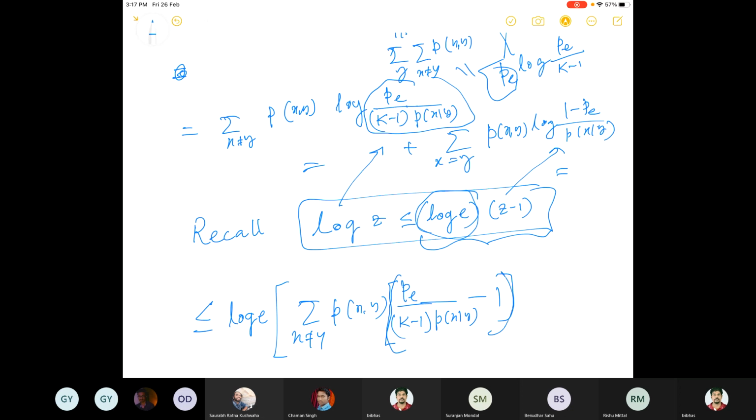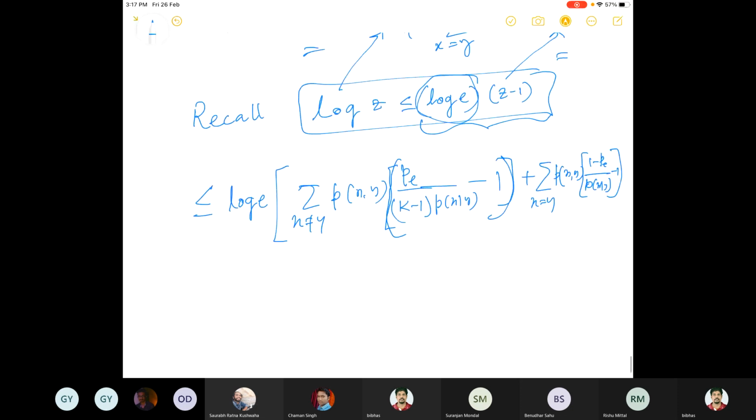Or you can write a bigger bracket. And then plus the sum over all x equal to y of P(x,y) times (1 minus P_e by P(x given y), minus 1). Now here again I have to do some manipulation. This will be multiplied by this, and there will again be one term minus one. If you multiply this with this, what will remain? This is P(x given y), which is nothing but P(x,y) divided by P(y). So if you multiply this with that term, P(x,y) will vanish, and P(y) will come in the position of P(x,y).